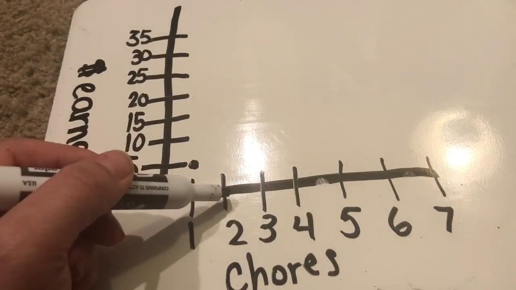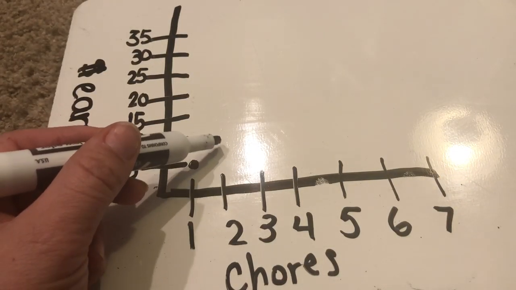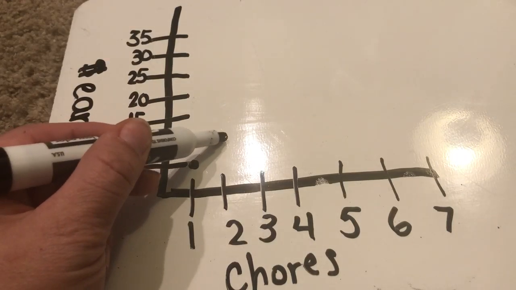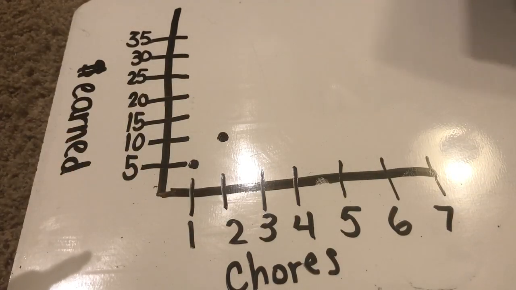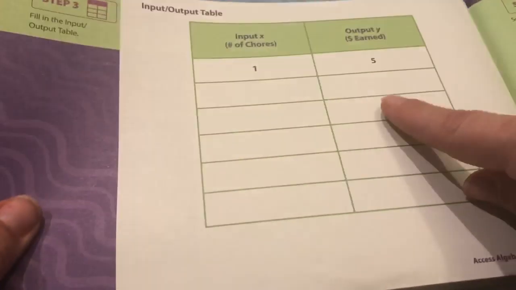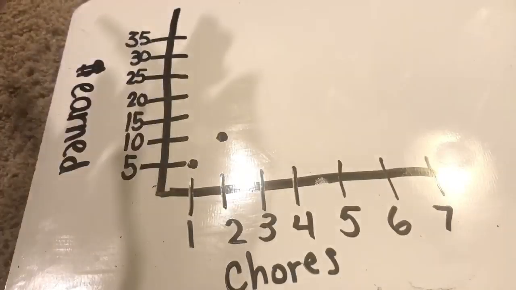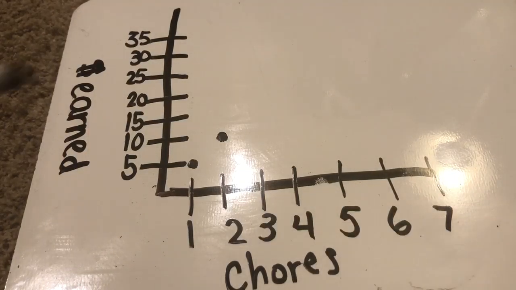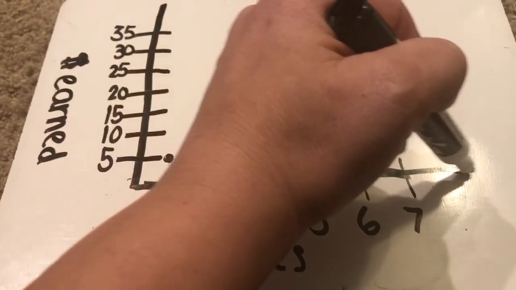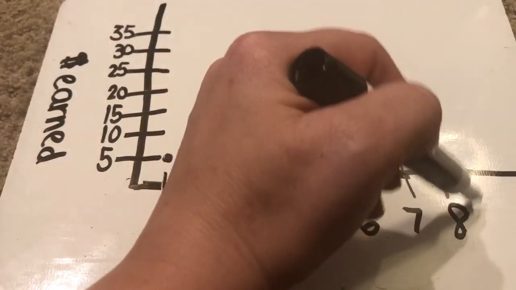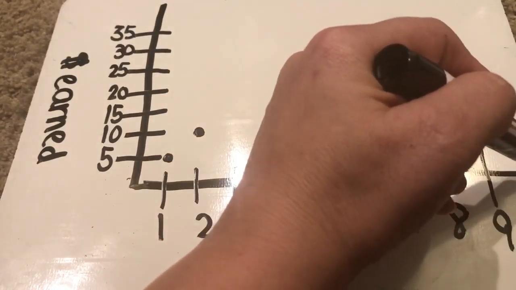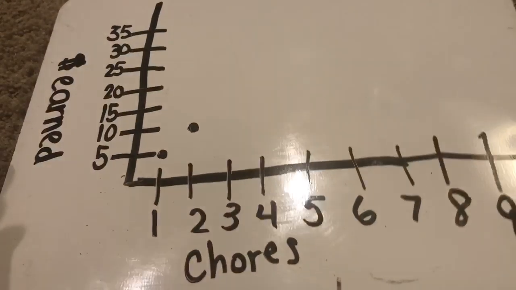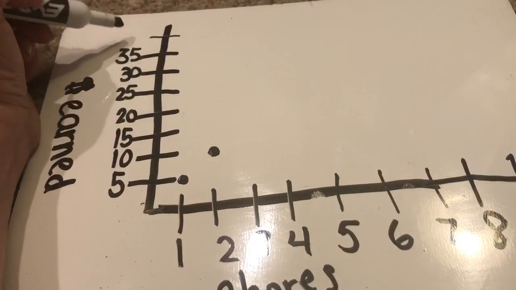Now for two chores, how much did she earn? $10. And if you forget, you could go back to my video and watch it, or you can just go back to what you did the day before with your input-output table. I would like for you to go through this whole chart, 8, 9, and 10, and you'll have to make this one go all the way up to 50.